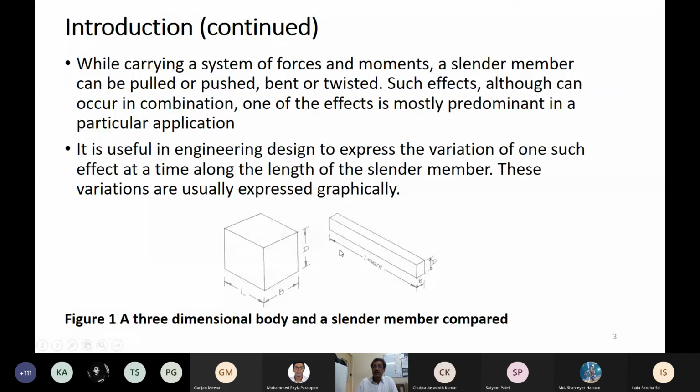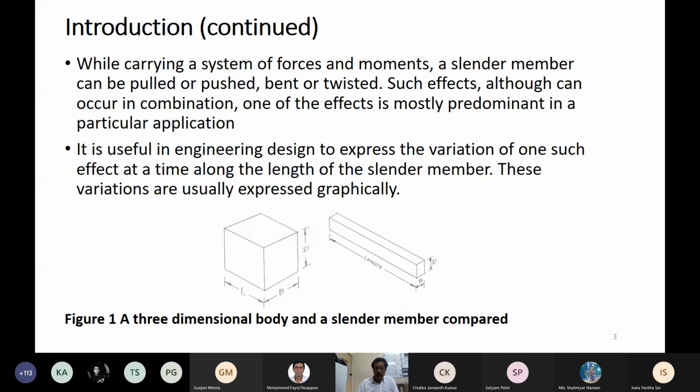As compared to a slender member, a full 3D body has all the dimensions comparable to each other. So it's the bulky mass, you can say, which is the 3D body, and the slender member is one where one of the dimensions is much longer. You are slender when you are actually thin. So that's how you can understand it non-technically also.